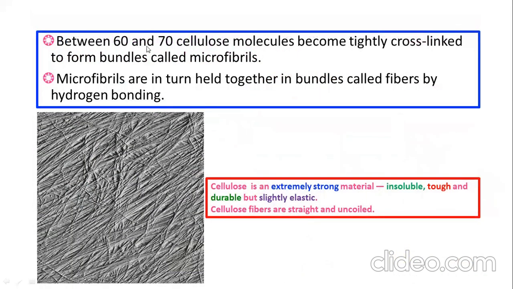Now, between 60 and 70 cellulose molecules become tightly cross-linked to form bundles called what? Microfibrils. Several, about 60 to 70, such chains will come and they will cross-link through that hydrogen bond, right? So that will form what? Microfibril.